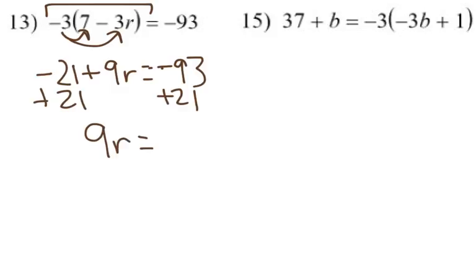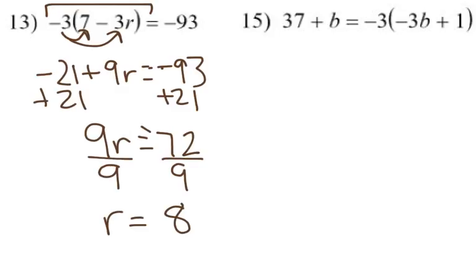9r equals negative 93 plus 21. When you have a negative and you're adding a smaller number to it, it's kind of like you're subtracting. So that would be 72 in the negative, right? So then we divide by 9, and we end up with r equals negative 8, because that's a negative 72. So same thing. Might be easier, might be harder.